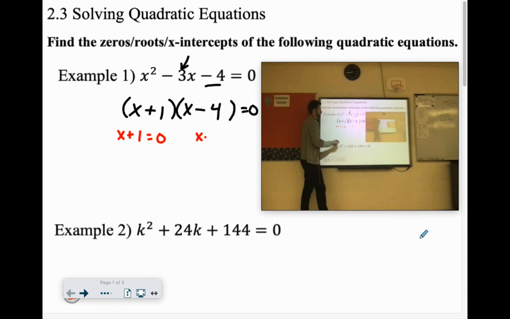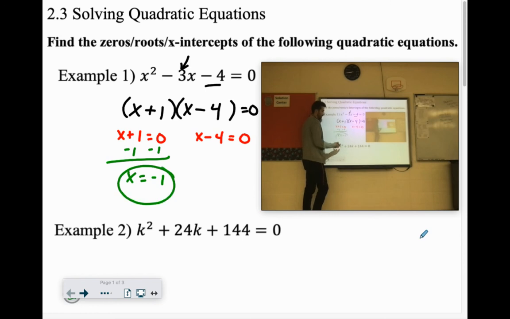Now, x plus 1, we would just subtract the 1, and x equals negative 1. Okay, so that's one of our answers. Over here, x minus 4 equals 0. We'll add the 4. 0 plus 4 is 4.